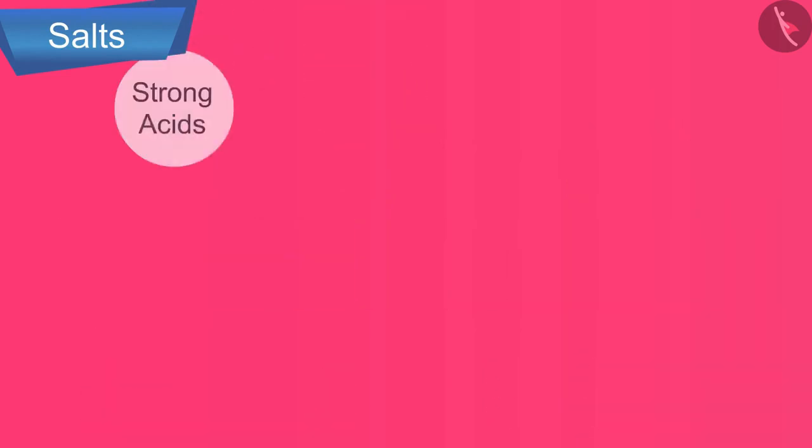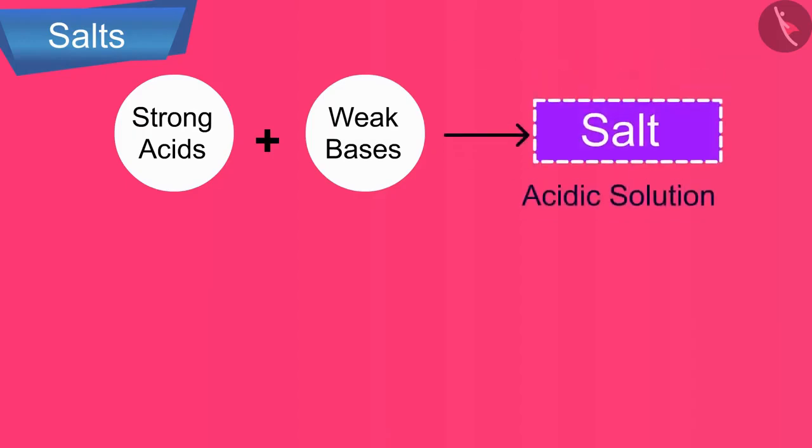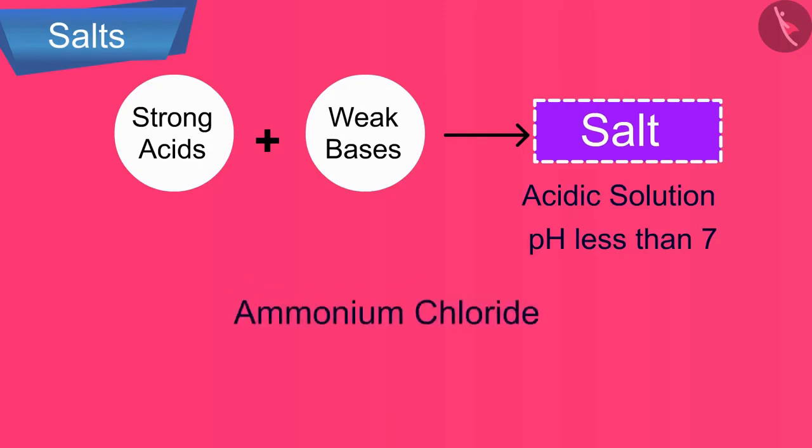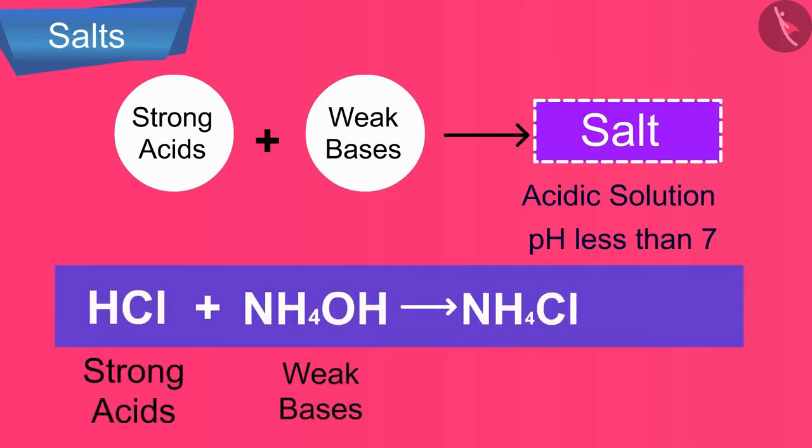Secondly, the salts of strong acids and weak bases give acidic solutions, pH less than 7. Let us understand this with the help of an example. Ammonium chloride is formed by a strong acid, hydrochloric acid, and a weak base, ammonium hydroxide. And so, the salt obtained is acidic in nature.